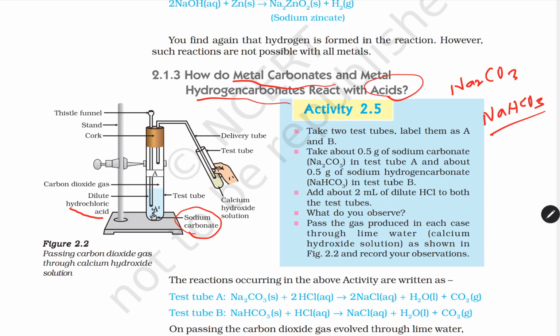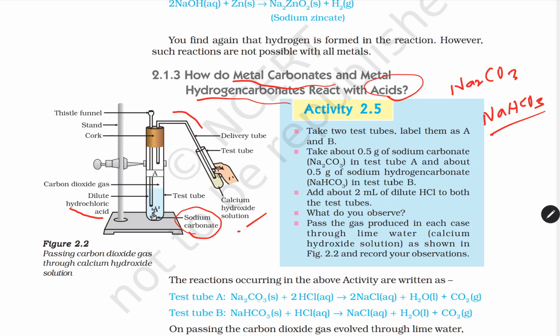So whichever gas is getting released is sent into another test tube, where we are testing it with lime water. So what is our observation here? Calcium hydroxide solution is nothing but the lime water.